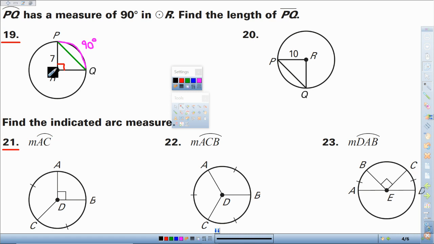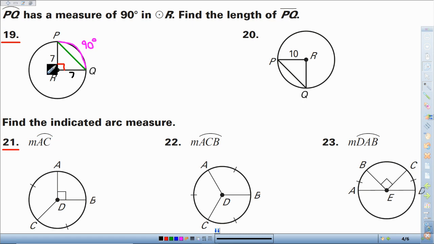Okay, here's the next thing. This segment that goes from the center to the edge of the circle is called a radius. All radiuses on a circle are the same measure. If this is 7, this is 7.